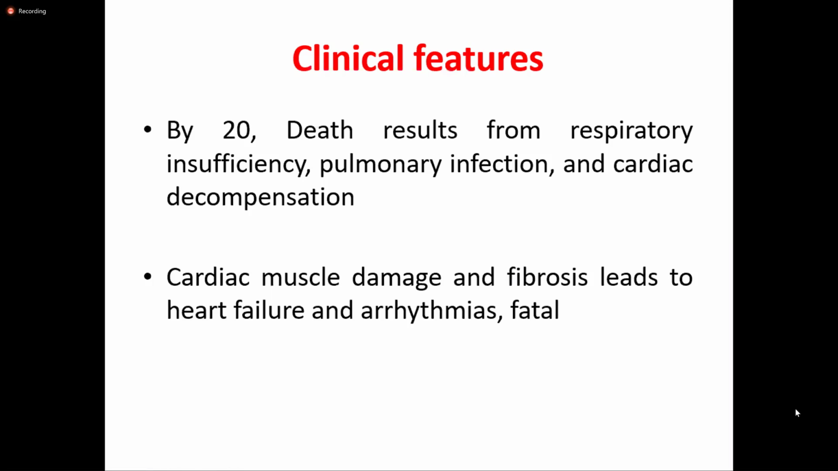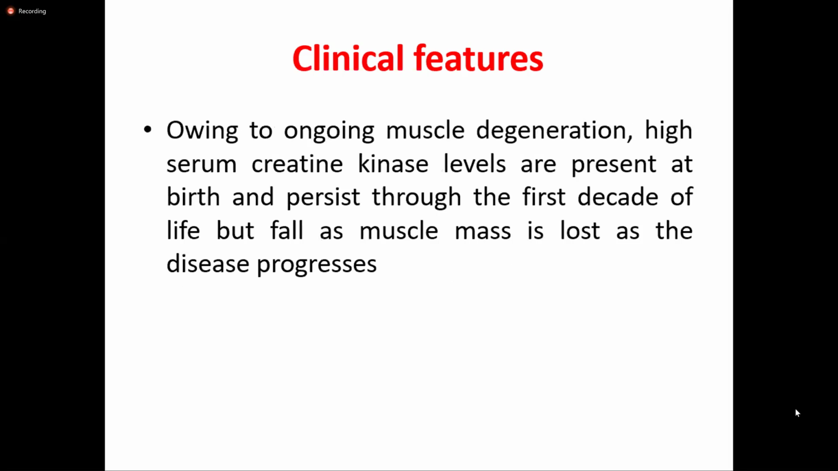By the age of 20 years, death from respiratory infection, pulmonary infection, and cardiac decompensation may occur. The cardiac muscle damage along with fibrosis leads to heart failure and arrhythmia, which is fatal. Due to the continuous process of muscle regeneration and degeneration, the serum creatine kinase is high in the first decade of life, but later the level decreases as the disease progresses.